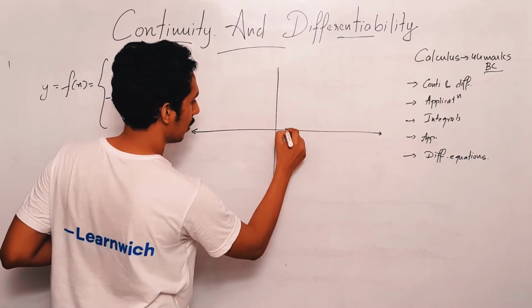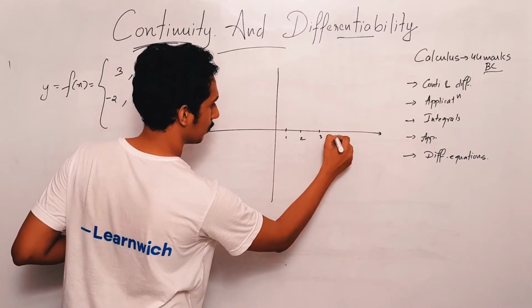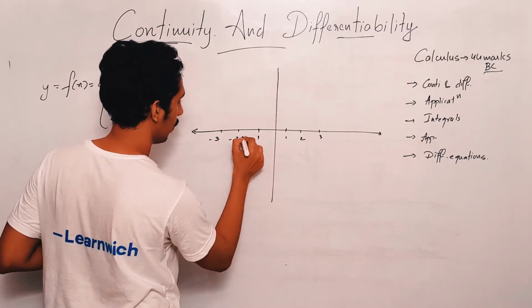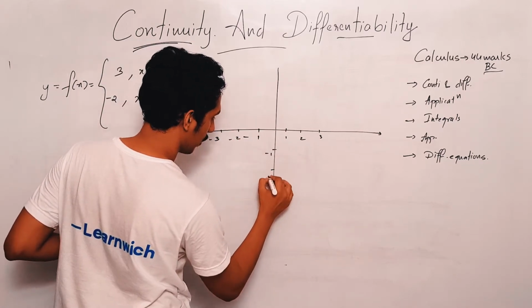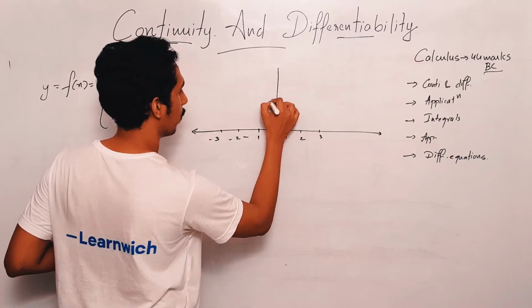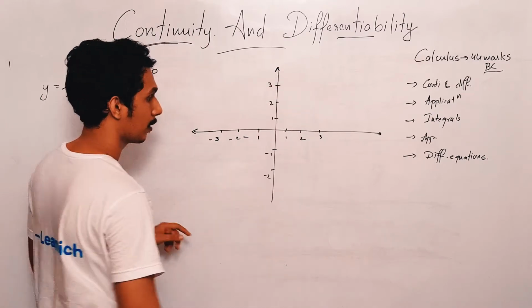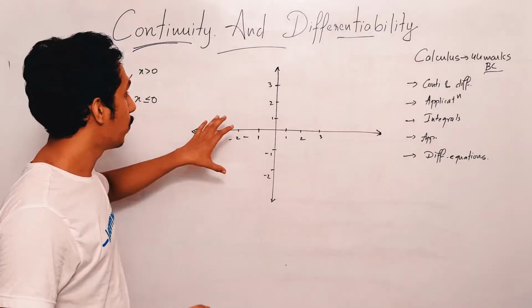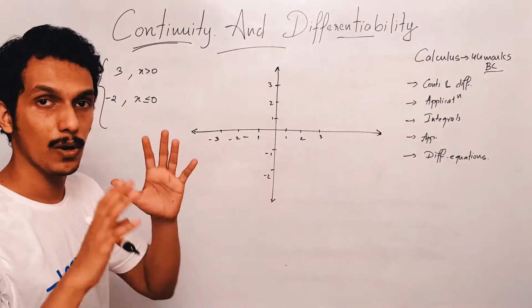Let's say this is 1, 2, 3, etc. This is minus 1, minus 2, minus 3. Here you have 1, 2, and 3. This is the continuity and differentiability chapter, for which I have taken this graph to explain to you what continuity means.